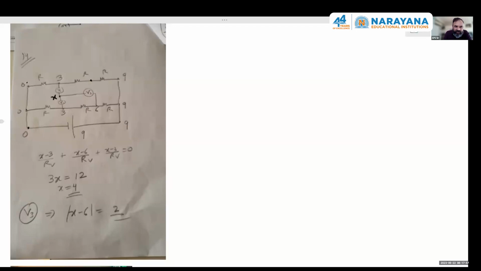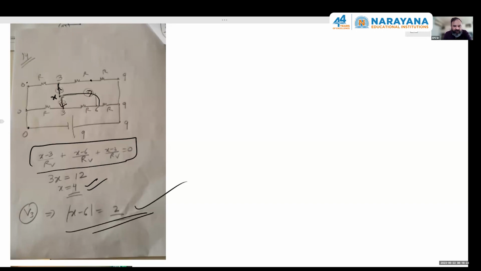After assuming that these potentials are like 6, 3, 3, X, I applied Kirchhoff's current law. I have written current here, current here, current here, and done the sum to be equal to 0. This is the resistance of the voltmeter. I got the value of X. X is 4. And if X is 4, what is the value of V3 was the question. So this guy is mod of X minus 6. So the answer is 2.